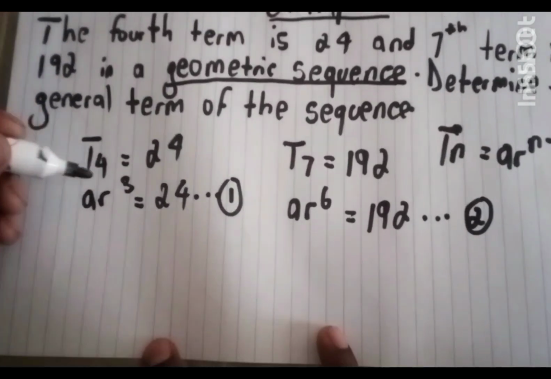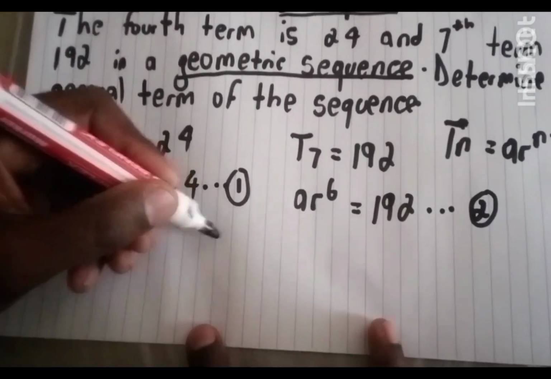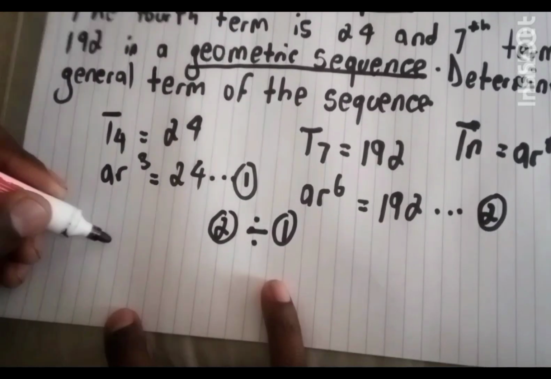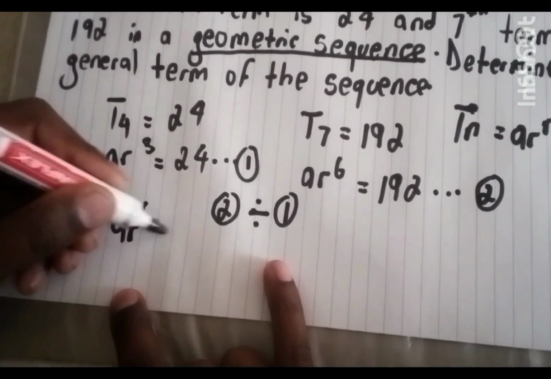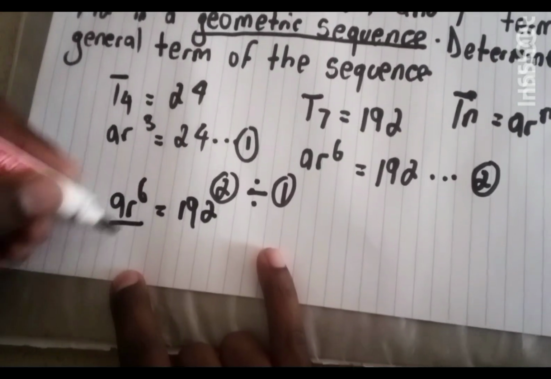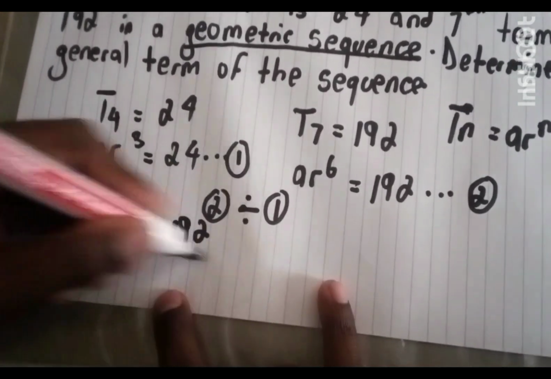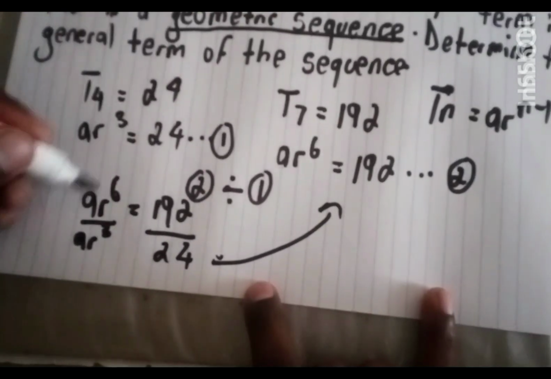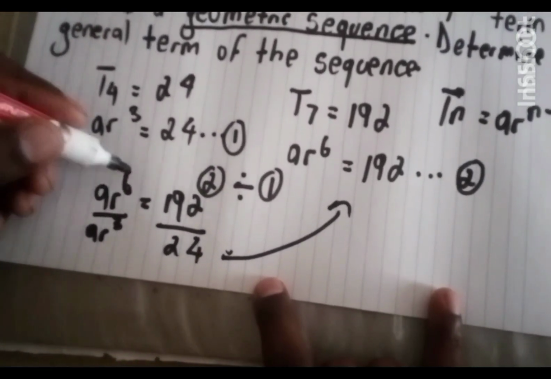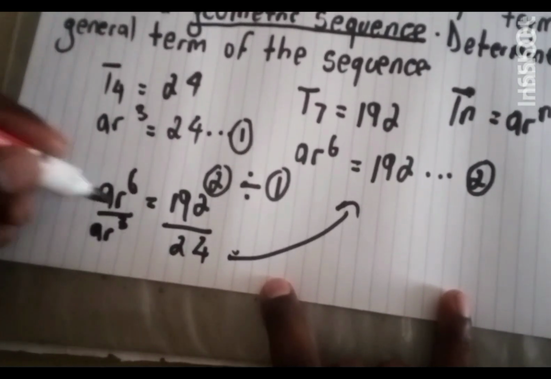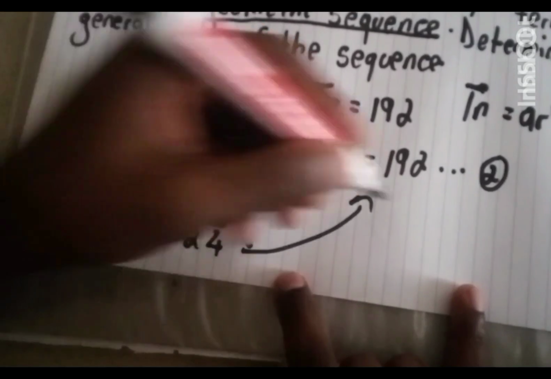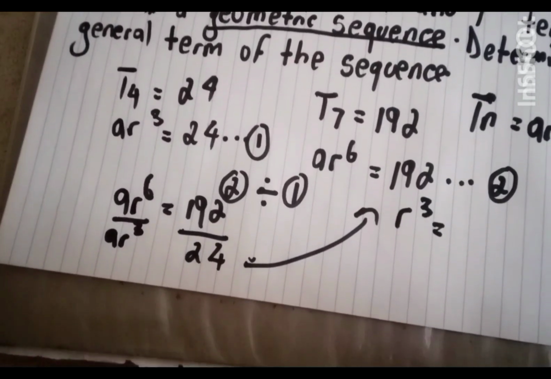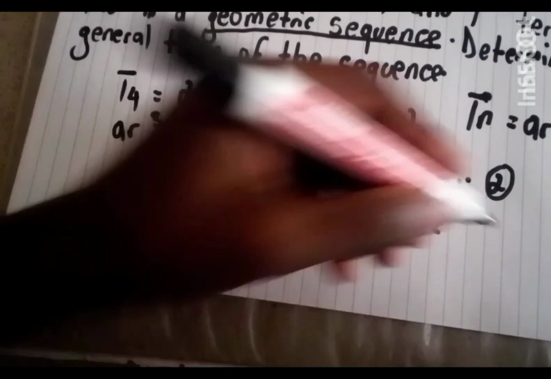So in order to solve for a and r in this system of equations, we need to divide equation 2 by equation 1. So equation 2, ar to the power of 6 is equal to 192, divided by ar to the power of 3, and divide the right hand side by 24. The a and a will cancel out. r to the power of 6 divided by r to the power of 3. When you divide the same bases, you subtract the exponents, so it's going to be r to the power of 3. 192 divided by 24 is equal to 8.